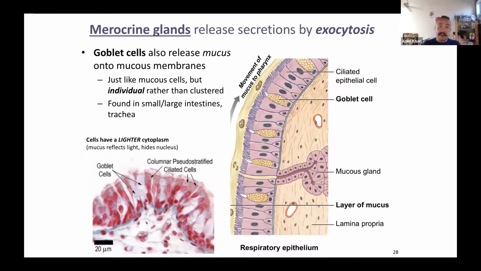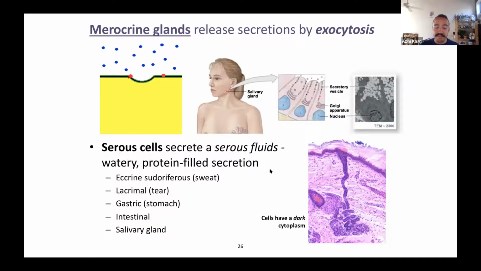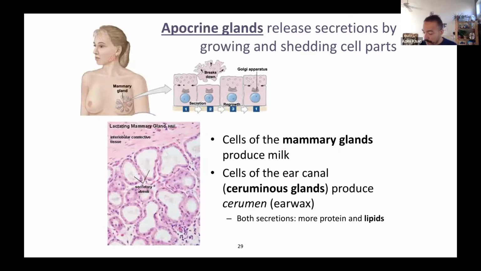So all of that, goblet cells, mucus cells, serous cells, all of that was under merocrine secretion. They all released by exocytosis. Our next exocrine gland type is called apocrine. Apocrine, apo means towards the top, like apical. So apocrine is releasing secretions. I mean, you're always releasing towards the top, but the difference is rather than releasing by exocytosis, that apical side is shedding.